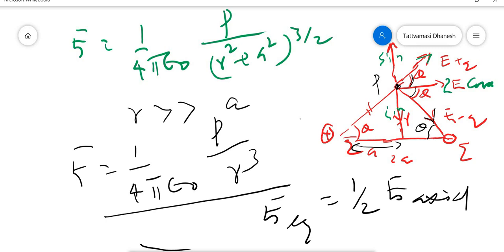So that's all about the derivation. We have covered both the derivations, both axial and equatorial, for the dipole moment.